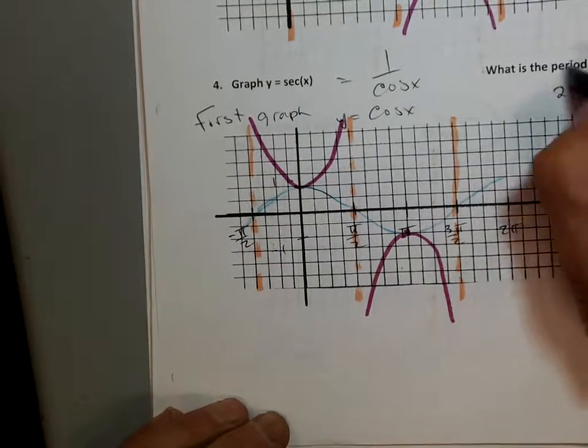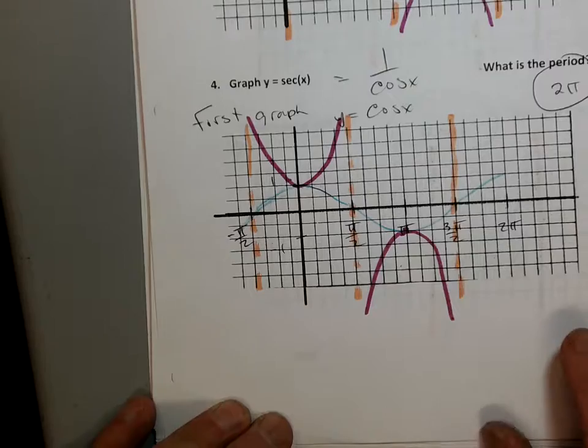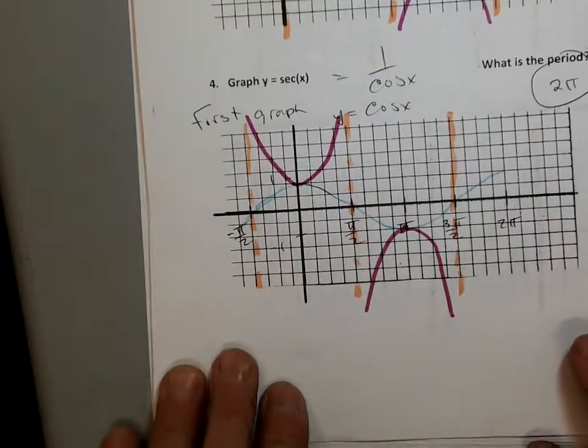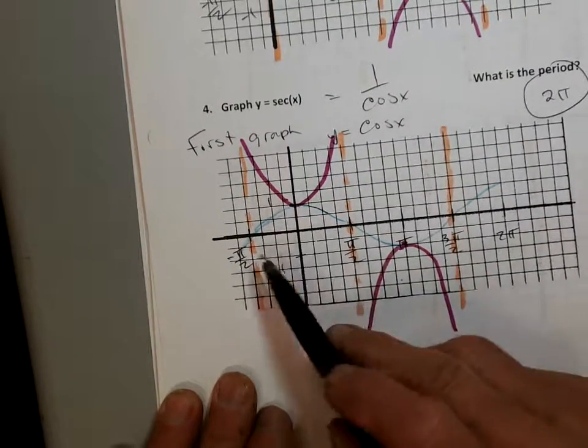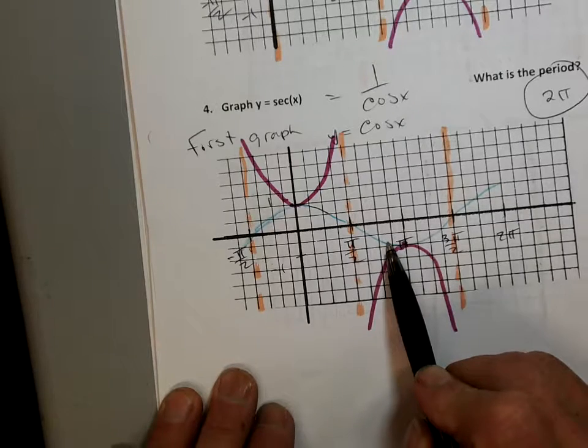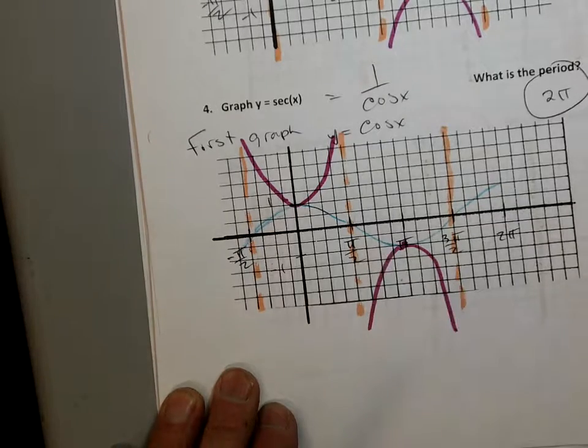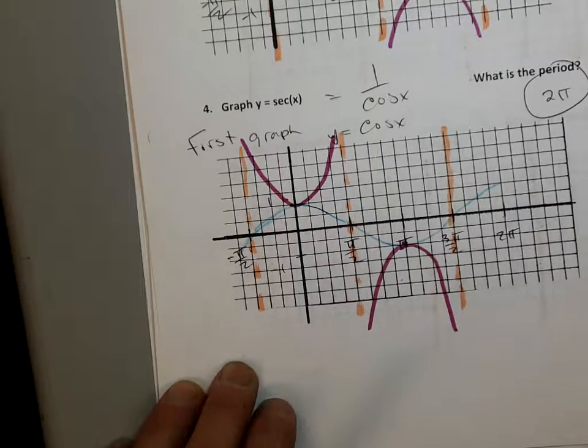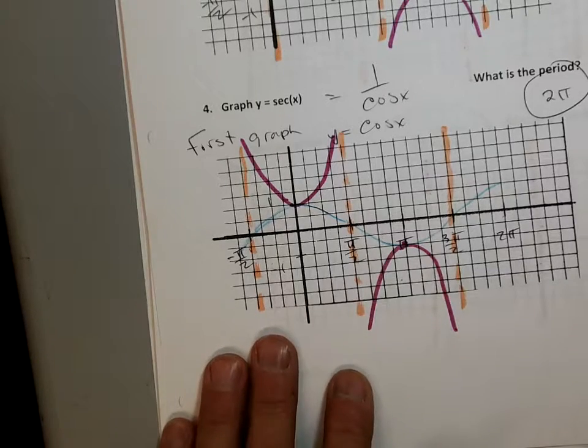2 pi. It kind of has an amplitude. You got to be careful because the amplitude really comes from the sine or the cosine, okay? All right. It's the same, but this is just like cosecant.